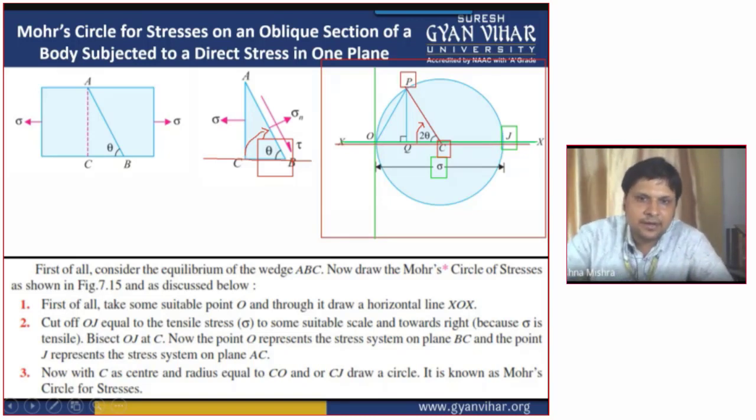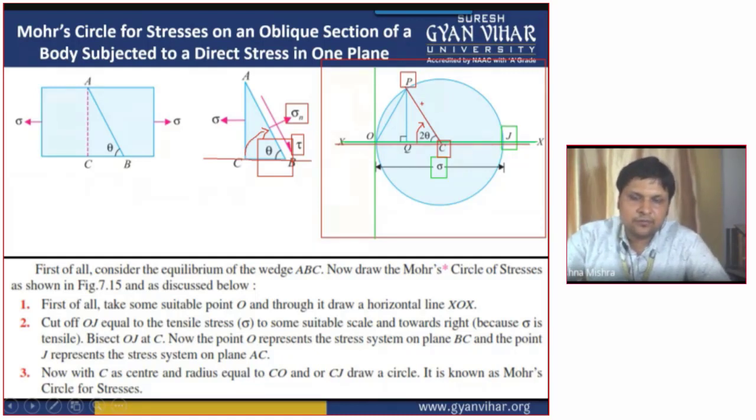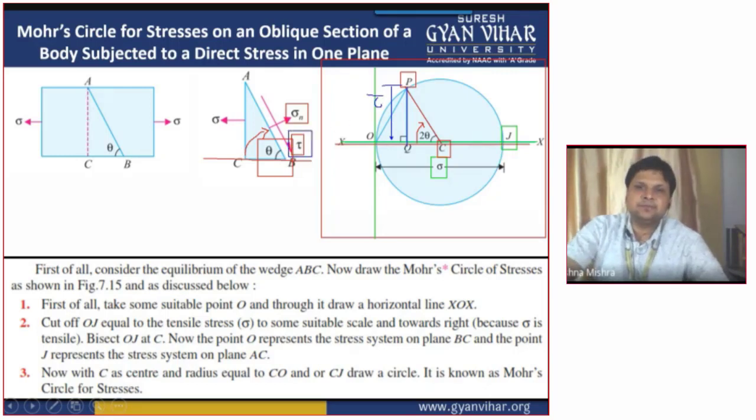The values of sigma n and tau which are needed here will be calculated now. We will take the scale. First of all, we will draw a perpendicular from this point P to the x-axis. Whatever will be the length of this particular line, this length will give us the value of shear stress tau on the inclined plane AB.